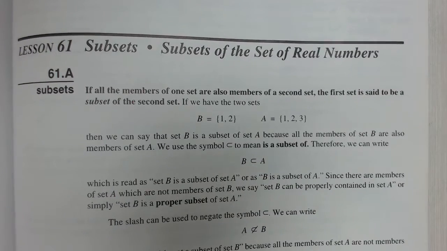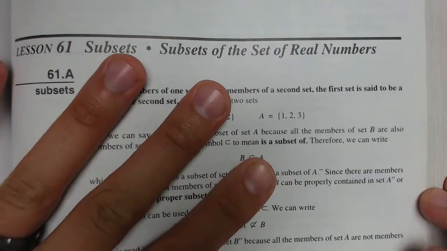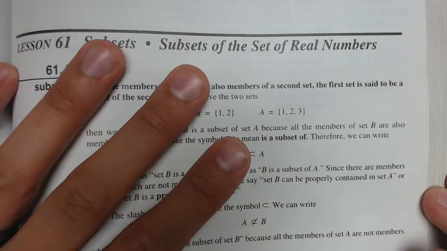Algebra 1, Lesson 61, Subsets and Subsets of the Set of Real Numbers. Before I start talking about sets and subsets, let's talk about the tree of numbers. We're only going to be talking about real numbers. We're not going to be talking about unreal or what are considered imaginary numbers. If any of you have heard of unreal or imaginary numbers, we're not talking about those.